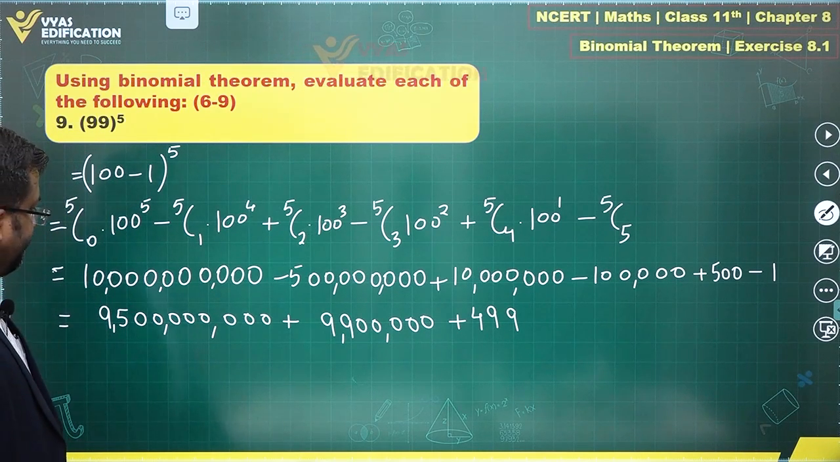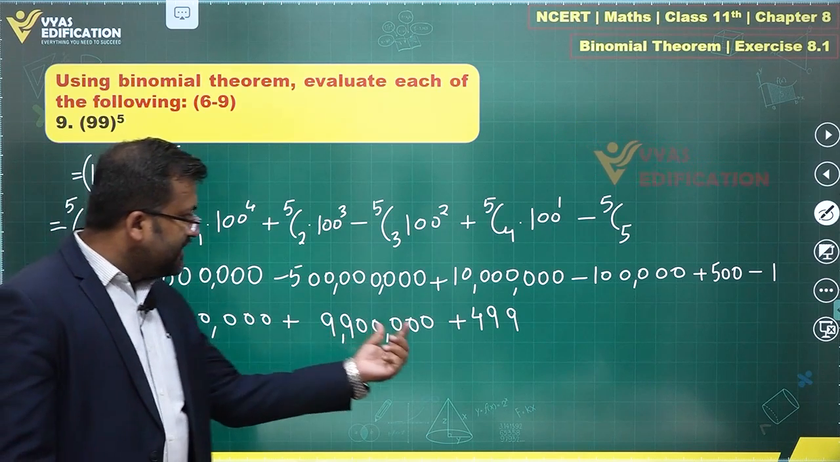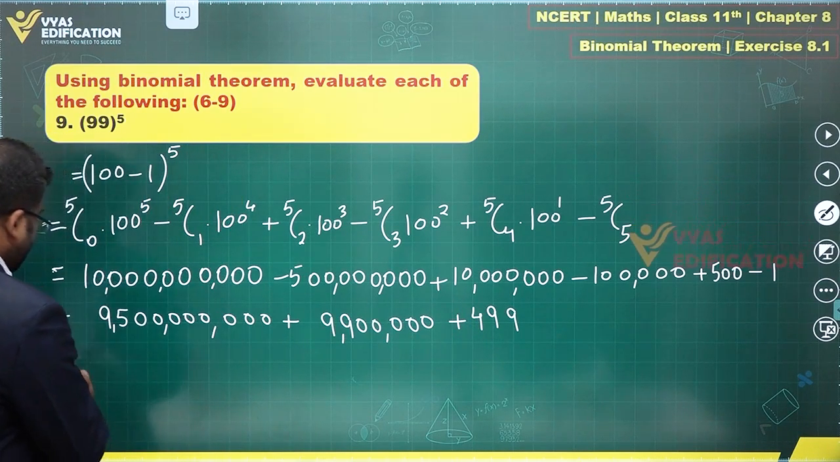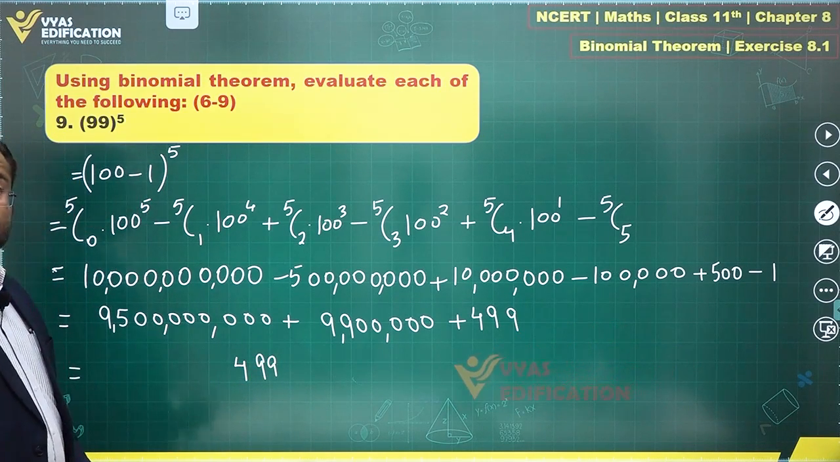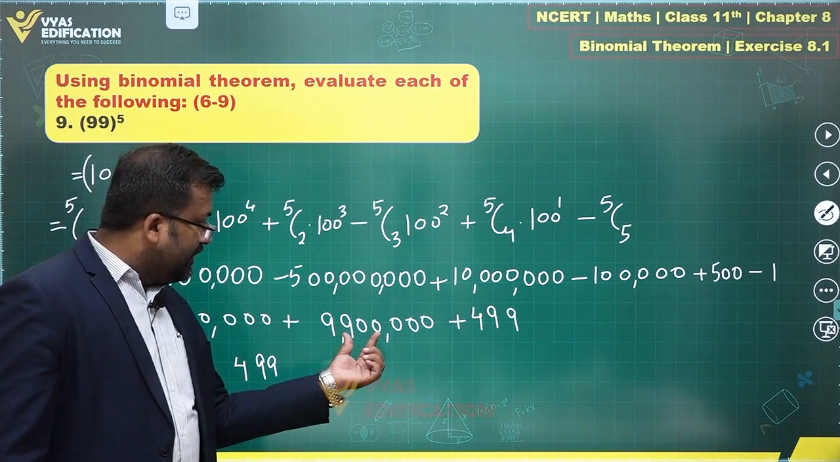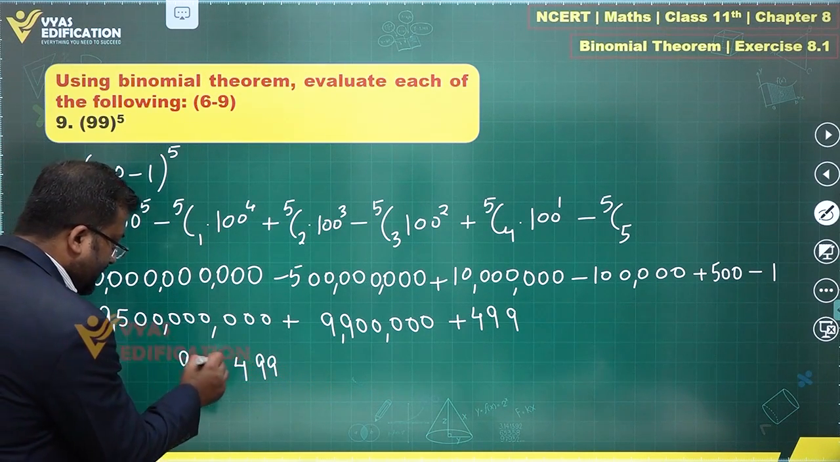What next? Let's take a look at this one next. At the end you have 000, 000 and 499. So add them together and you will get 499 at the end. What else? The next group has 900 and 000 over here. You'll get a 900 on adding them together.